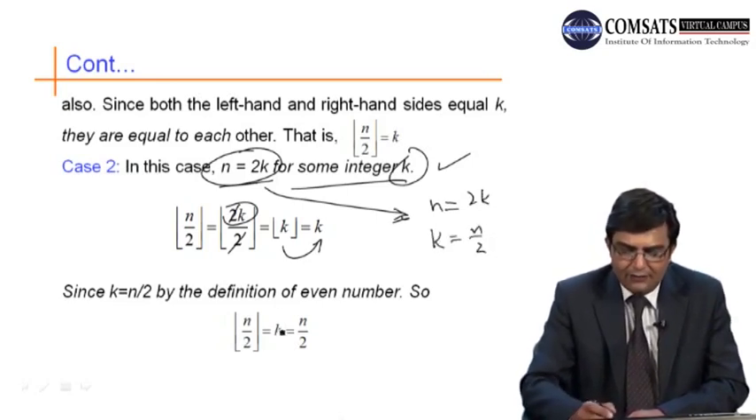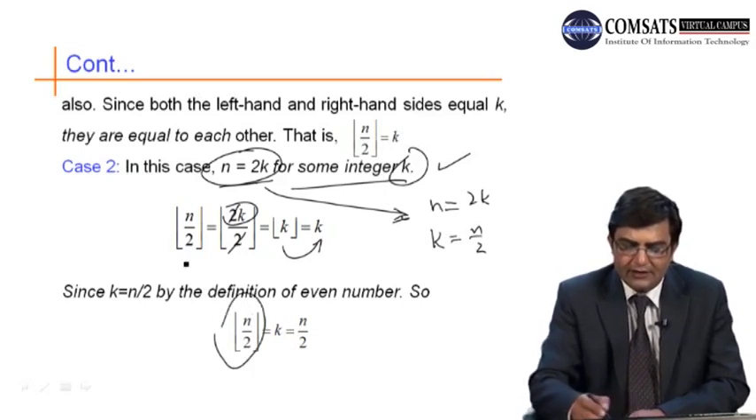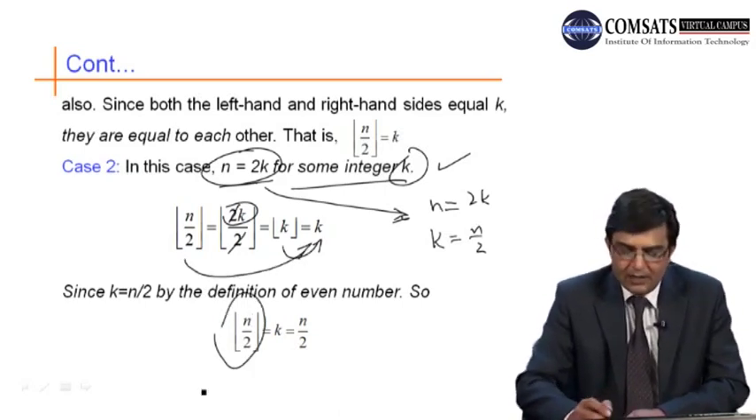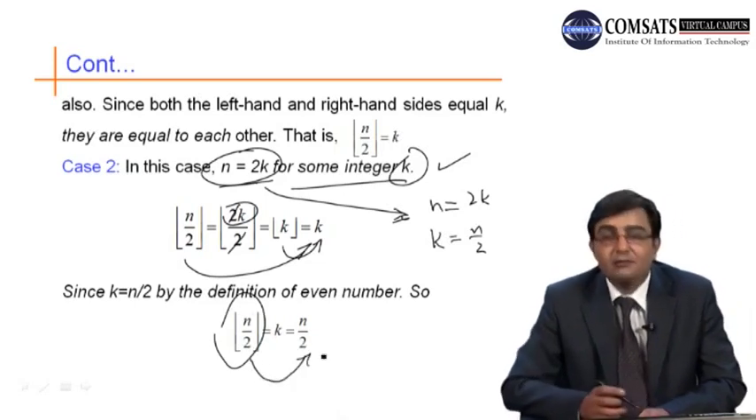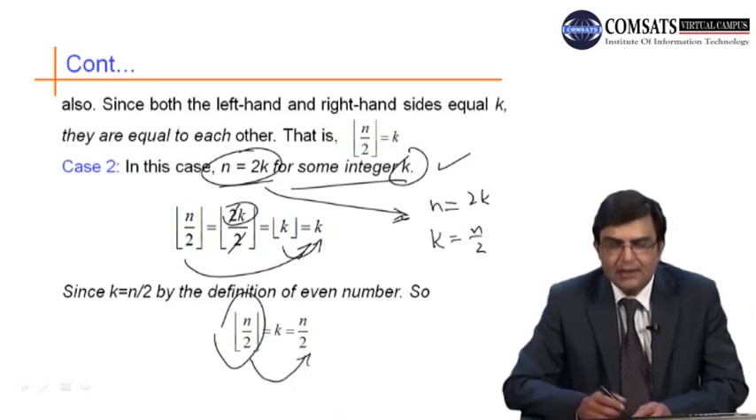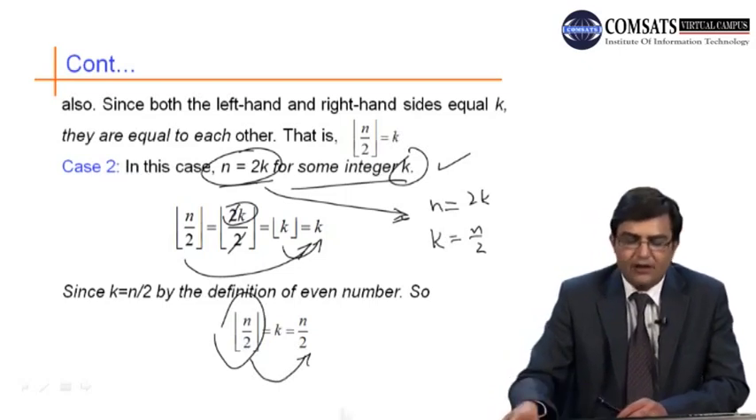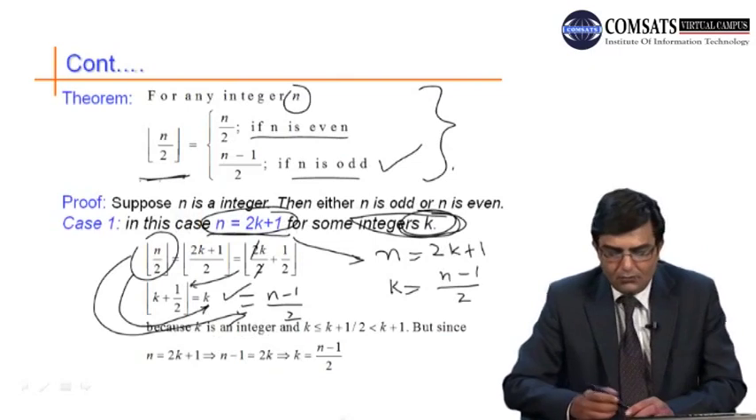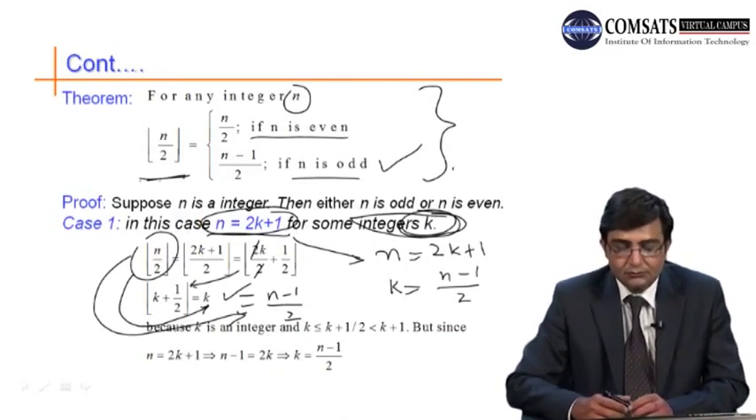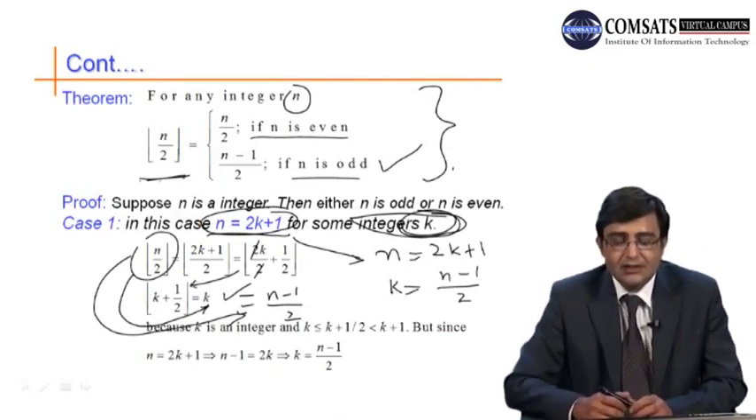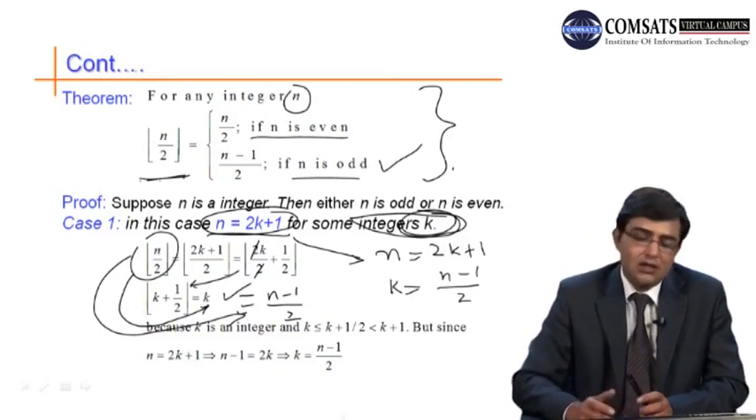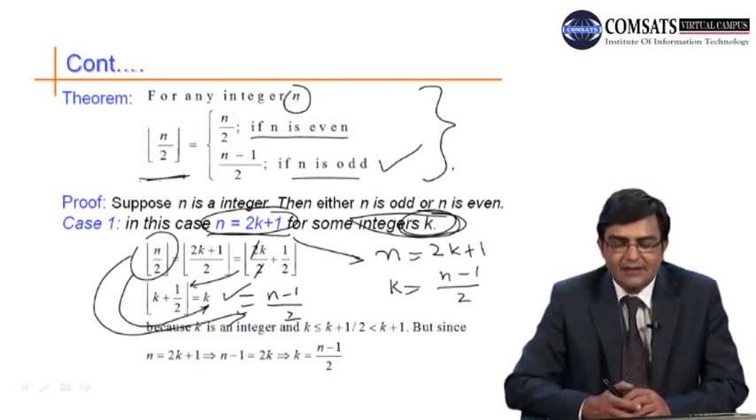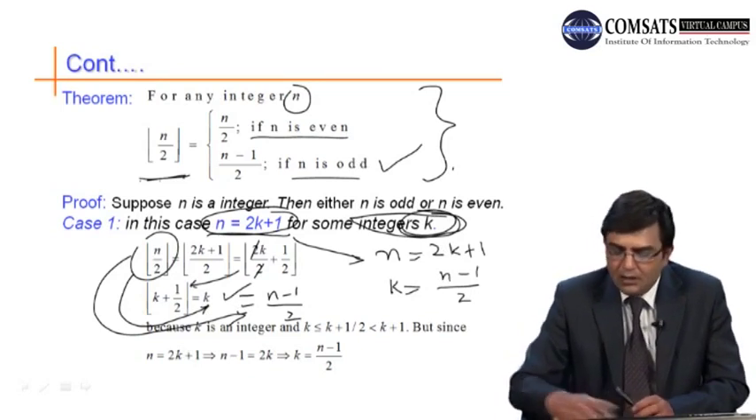So floor of n by 2, we have proved here that this is equal to k, but k is n by 2. So therefore the floor of n by 2 remains n by 2 if n is even integer. Therefore we have proved this theorem for any integer n. The floor of n by 2 will be n by 2 if n is even, and n minus 1 by 2 if n is odd.